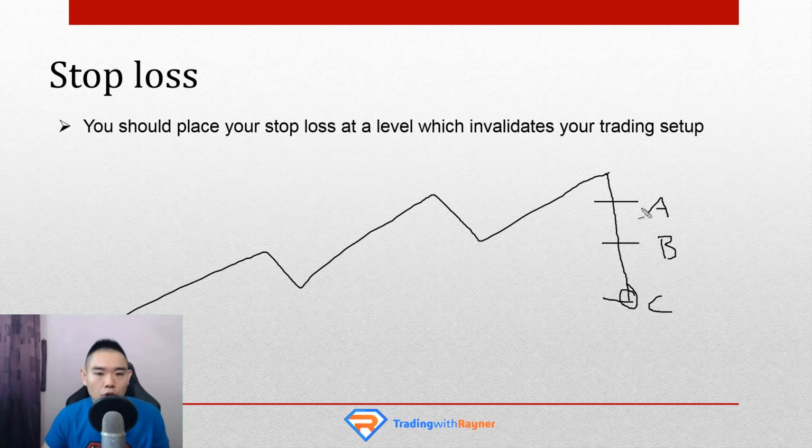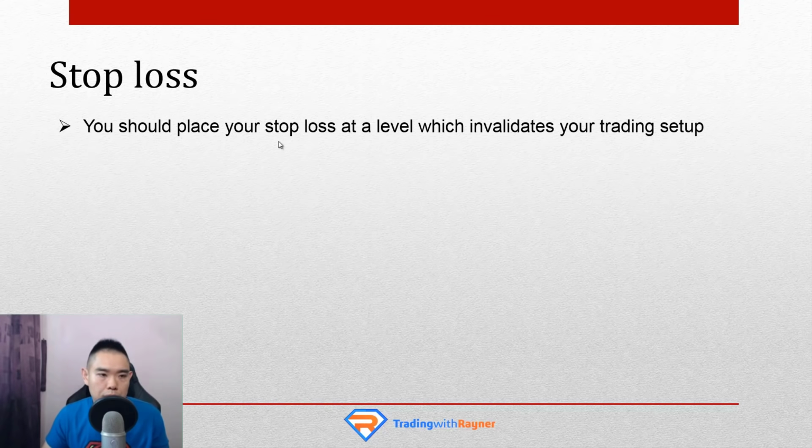Now, why not A or B? Because if the market retraces to A and continues higher, this still looks like an uptrend. If it retraces to B and goes up higher, this uptrend is still pretty much intact. The key thing I'm trying to bring across is that your stop loss should be at a level which invalidates or destroys your trading setup. So if your setup is a trend trading setup, your stop loss should be at a level where your uptrend looks funny. It doesn't quite look like an uptrend anymore.